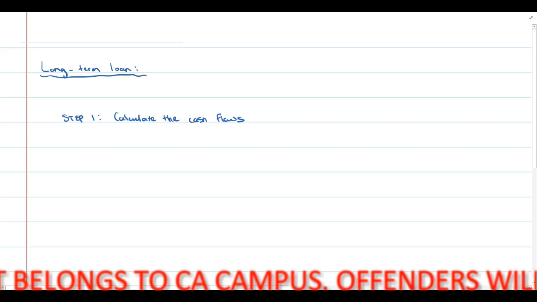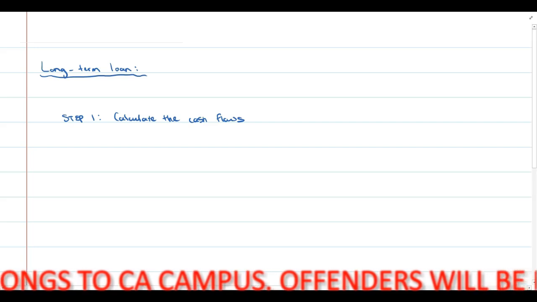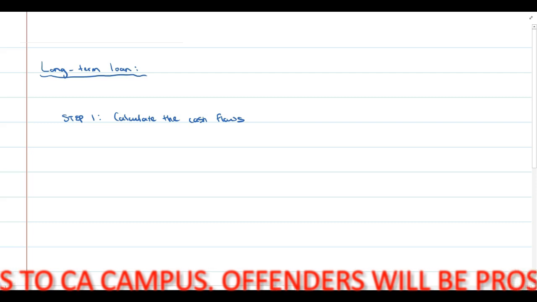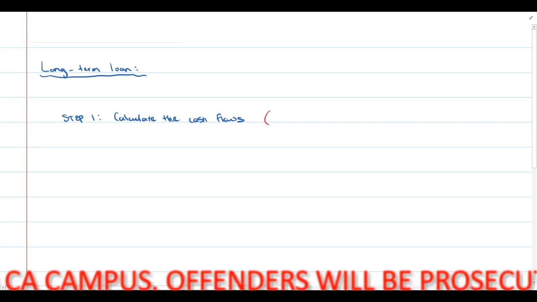Let's then look at the long-term loan. Again, I broke this calculation into two steps. In step 1, we are going to calculate our cash flows. And please remember, in step 1, when you are calculating the cash flows, we ignore tax and transaction costs.